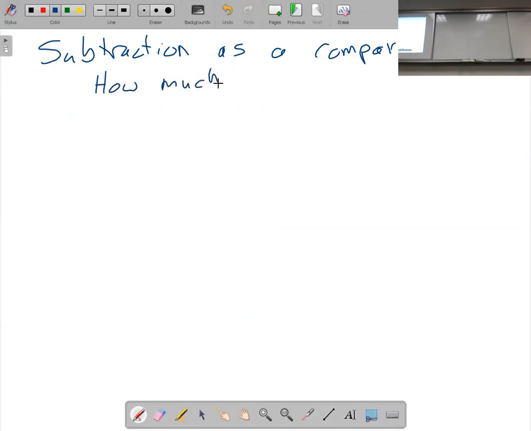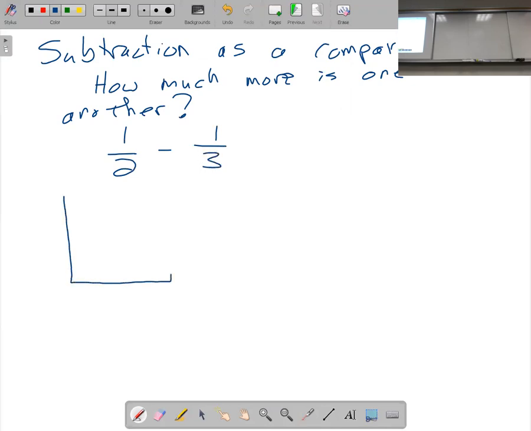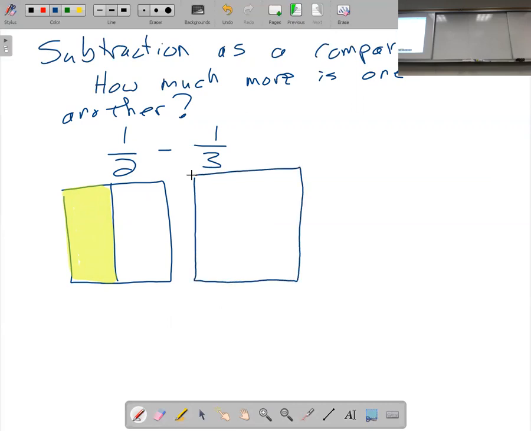And with a comparison, we're usually trying to ask a question like, how much more is one than another? And I want to show what does 1/2 minus 1/3 look like as a comparison. So draw a square for 1/2, make your cut, and shade part of it. And then similarly make an equal sized whole square to the best of your ability for a third.